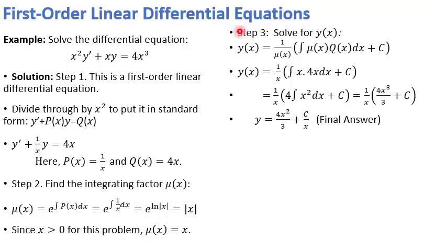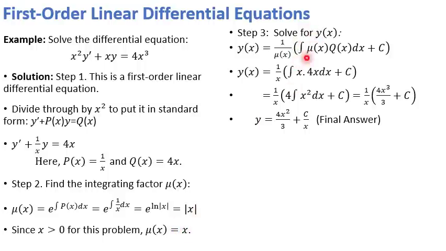Then we move on to the third step, which is to solve for y. The general solution for the first order linear differential equation is in this form. You just have to know this. It is a more straightforward approach than following it stepwise as we did in the previous example. So now y of x equals 1 all over mu of x, which is the integrating factor, which we have earlier determined to be x.